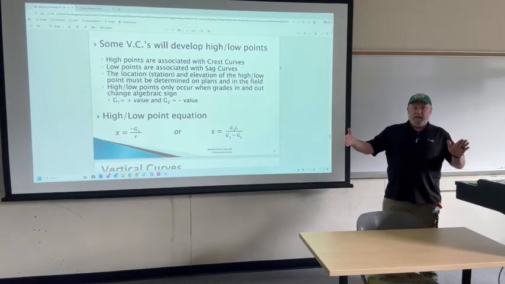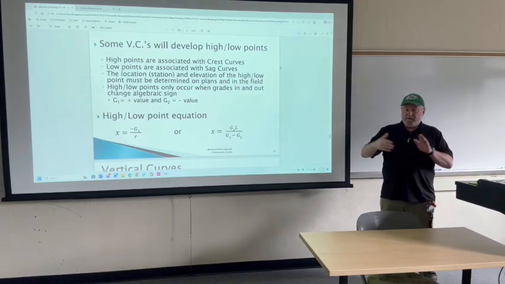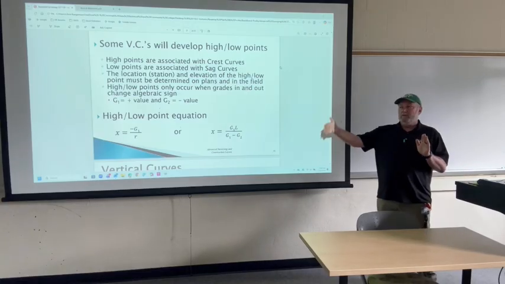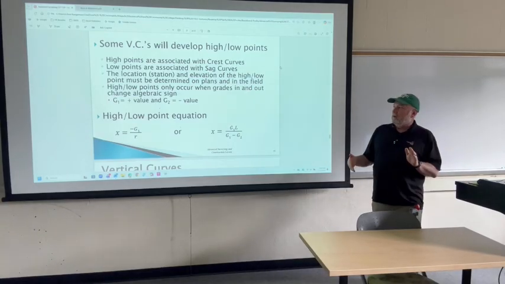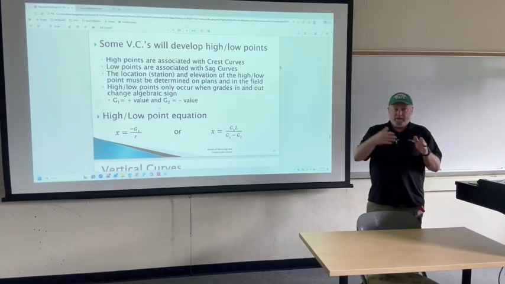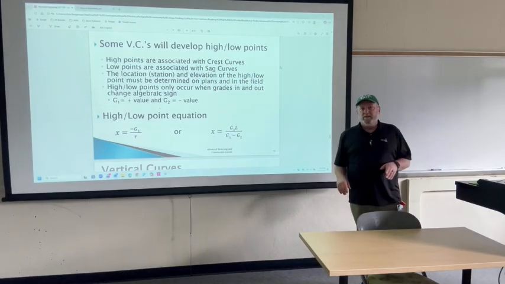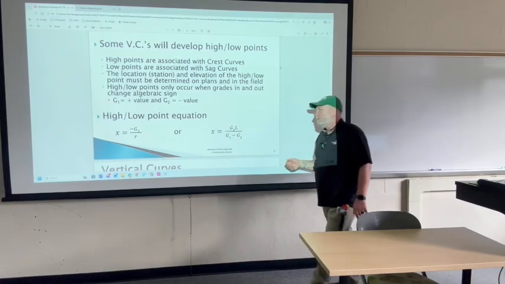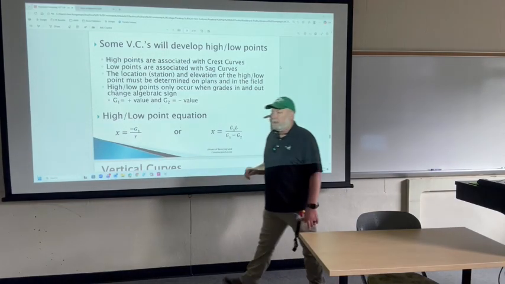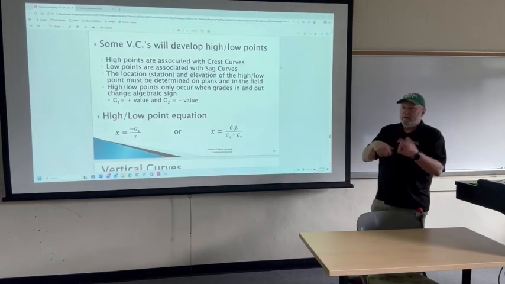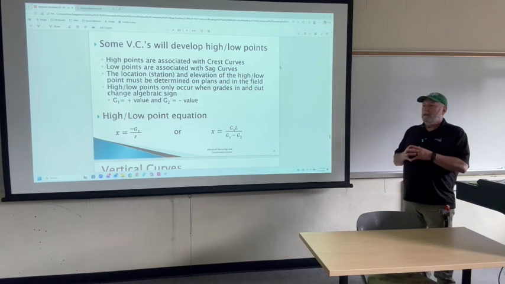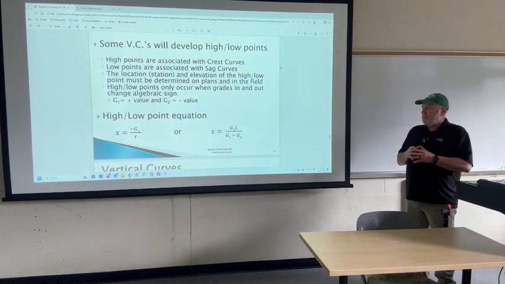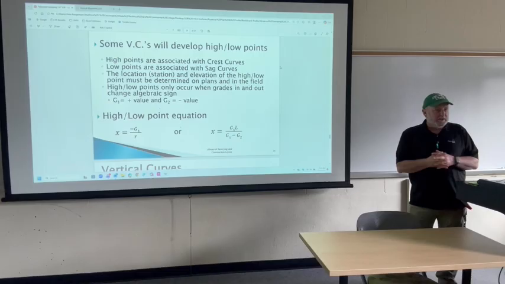Once you have that x, that's the horizontal distance from the beginning of the vertical curve to your high or low point. You can obviously add that up, and here's my station. I have that x, I'm going to plug it back into my quadratic equation. We already had the r calculated anyway. And now we can run through and calculate what the elevation would be at that high or low point. Pretty simple, pretty straightforward, right?